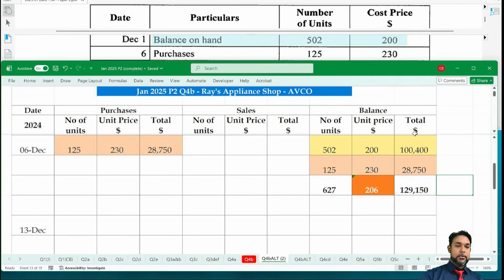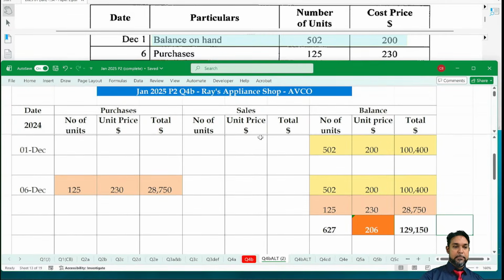All right, so let me show those who just popped in what we've done so far. I'm only showing the top table at a time, so we don't have information overload. At the start of the month, we had 502 units, each valued at $200. So it's neither a purchase nor a sale, so we go straight to the balance column. This is Jan 2025, paper 2, question 4.